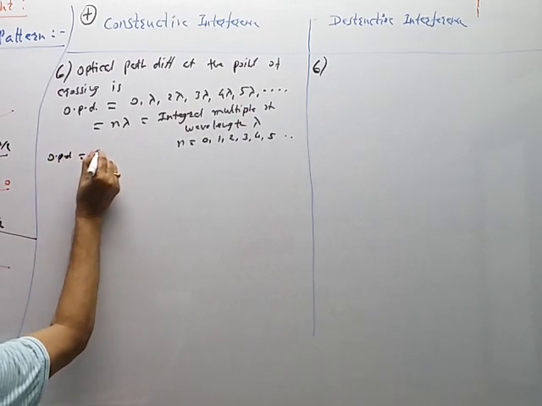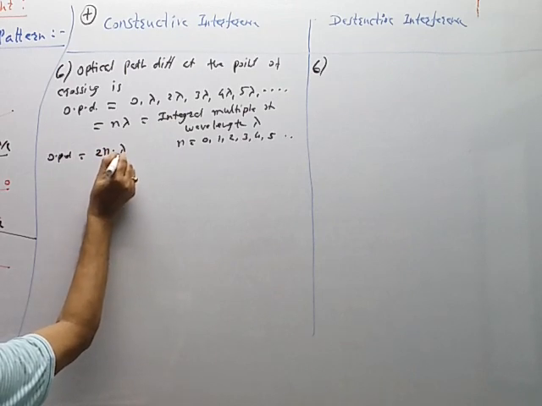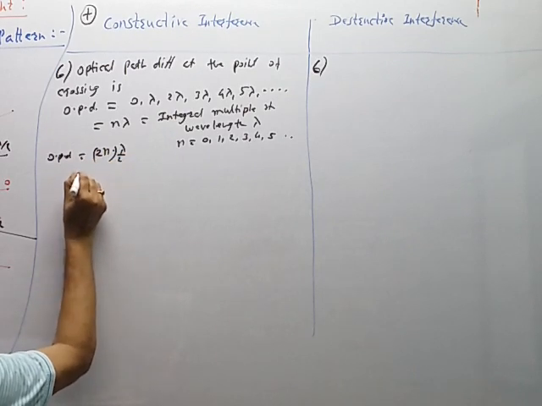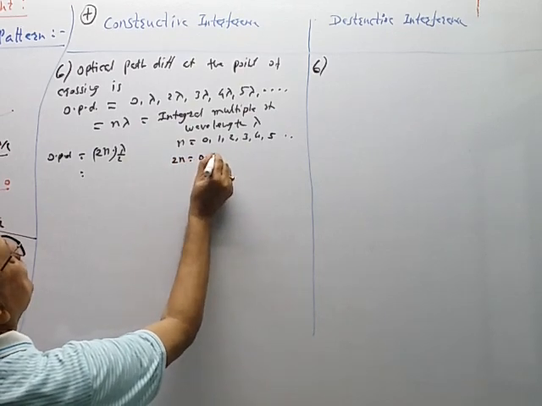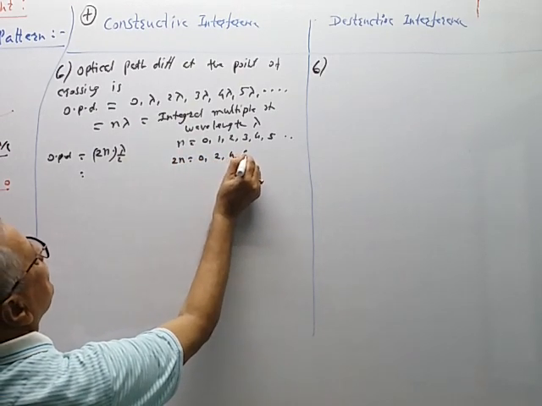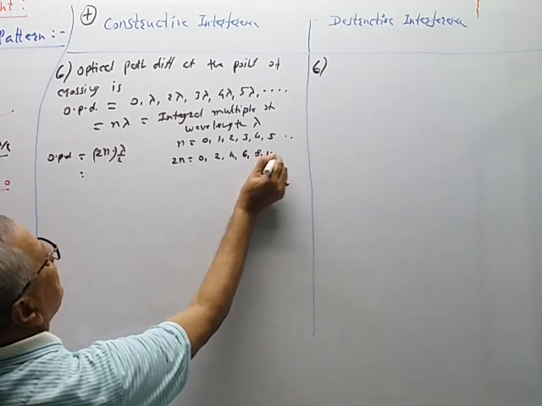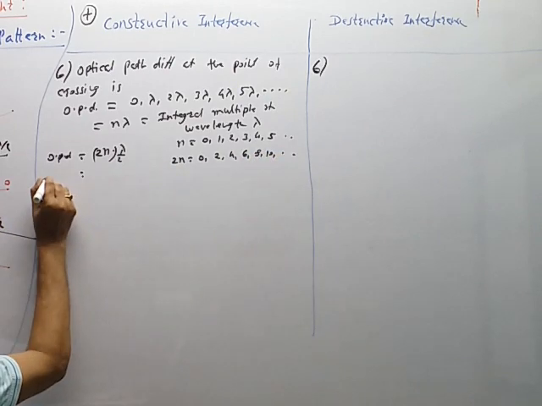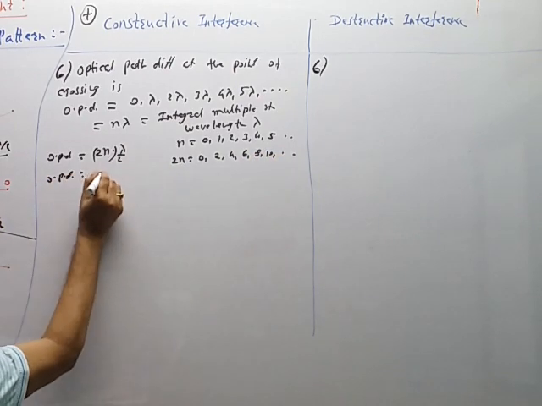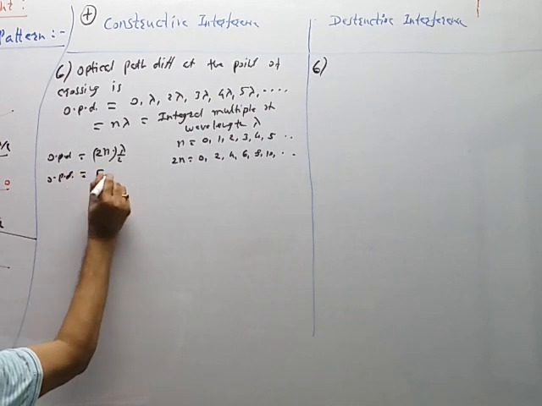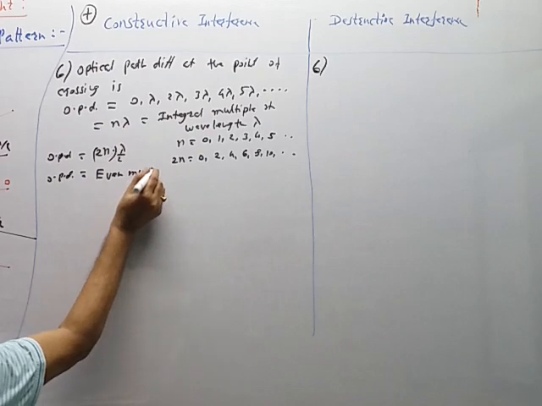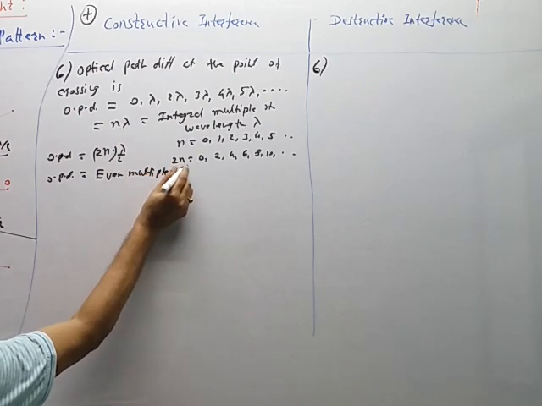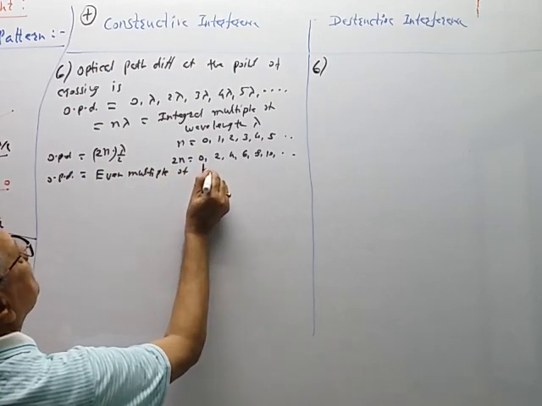OPD is equal to 2n into lambda by 2. So n is like this, therefore 2n is equal to 0, 2, 4, 6, 8, 10, etc. So OPD is equal to even multiple of half wavelength.